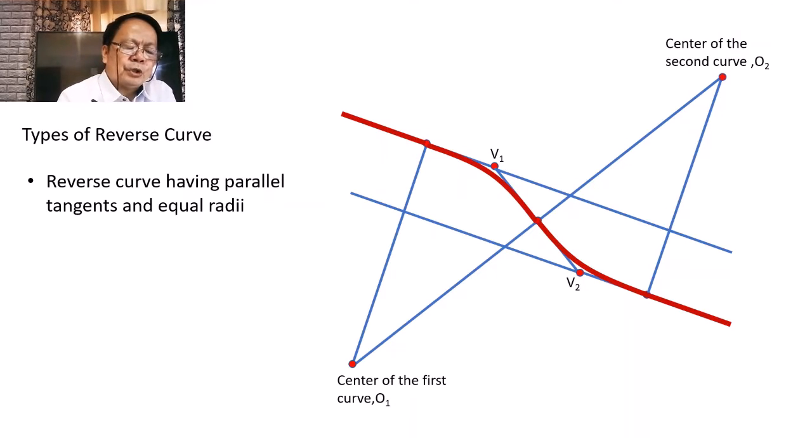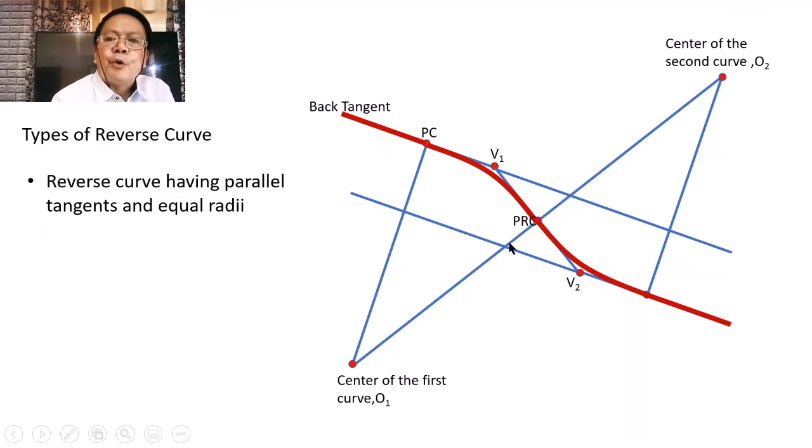This reverse curvature would have the following elements, such that you have here our back tangent, our PC, our point of the reverse curvature where we can find our common tangent. So you have here also the PT and the forward tangent.